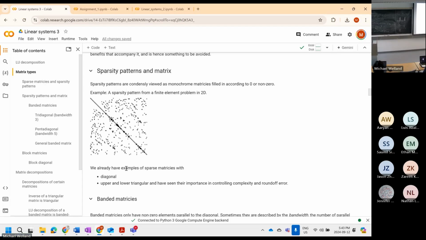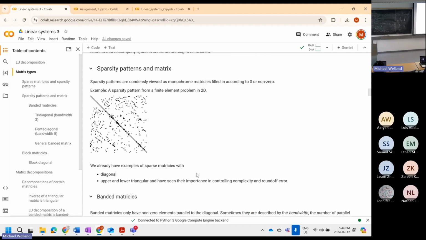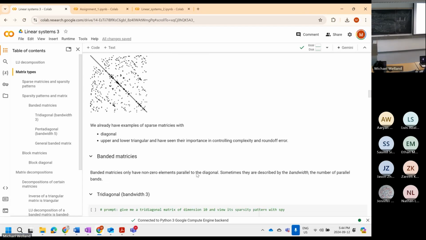Okay. Now we have already seen examples of sparse matrices, diagonal matrices. As I said, the inverse of a diagonal is also diagonal, which is very nice because then the sparsity is maintained, hence efficient. We've seen upper and lower triangular matrices, their importance. We're actually going to find out that the inverse of a triangular is also triangular. So the inverse of U is also an upper triangular matrix. Also very useful, not nearly as useful as banded matrices, which is the next topic.